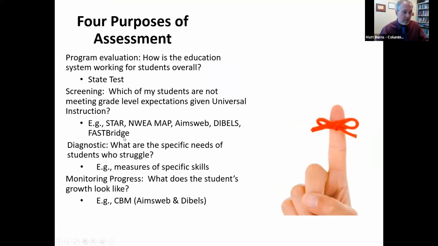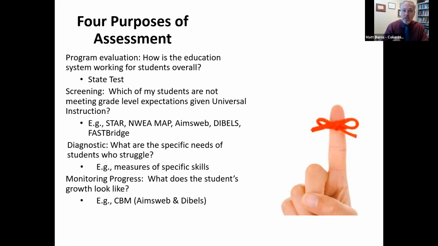FastBridge, great screener. I'm on the research board for FastBridge, but I don't get paid for it, so it doesn't matter to me if you use it or not. Great tool. STAR, wonderful screener, especially for older kids. STAR and NWEA MAP, I don't love those for younger kids, but certainly 5th grade and above. Really good tools. AimsWeb, DIBELS, FastBridge, really great screeners.